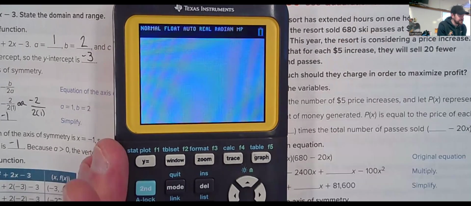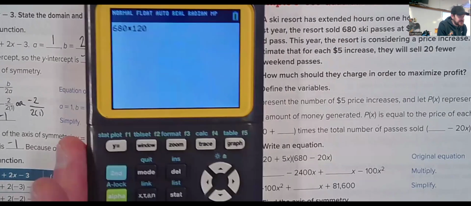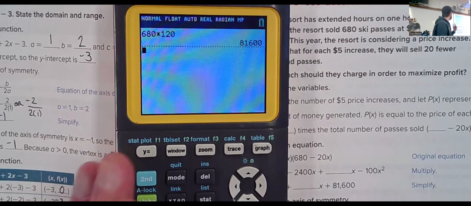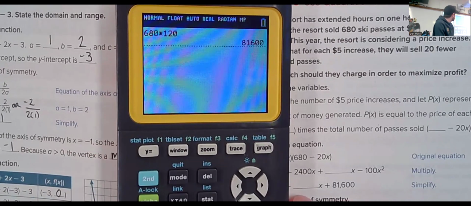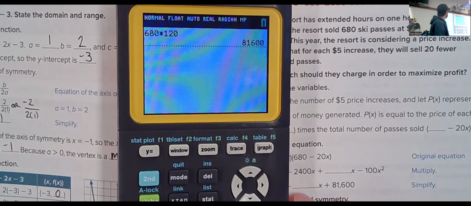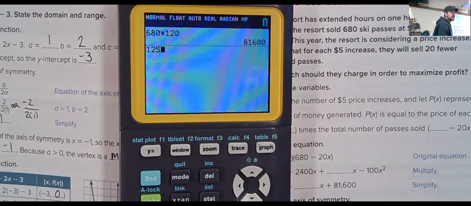So it'd be 680 times 120. So for the holiday weekend passes, they sold 680 of those at $120 each. So from the holiday weekend passes, they made $81,600. Now, what they're saying is, if we increase the cost by $5, so let's say 125, how many skiers will they expect to see if they increase it by $5?